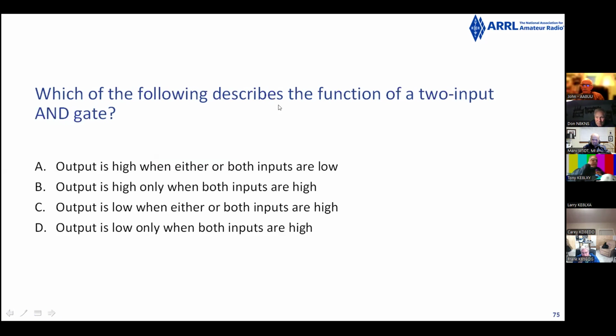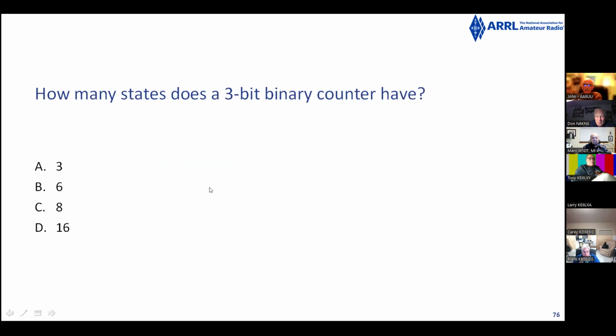Which of the following describes the function of a two-input AND gate? Output is high when either or both inputs are low. Output is high only when both inputs are high. Output is low when either or both inputs are high. Output is low only when both inputs are high. Bravo it is. The basic AND gate, which you rarely use.